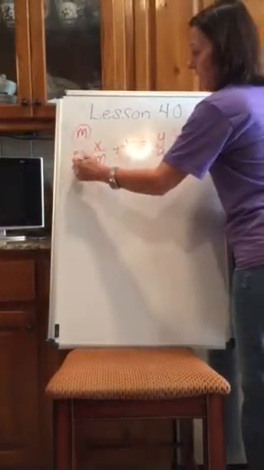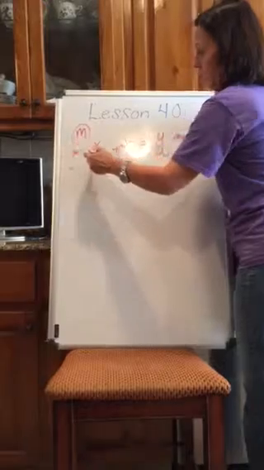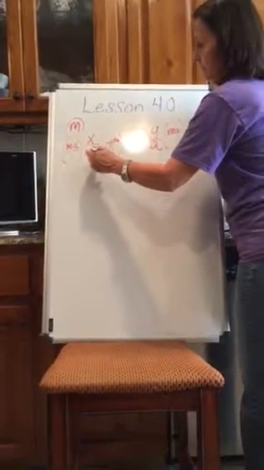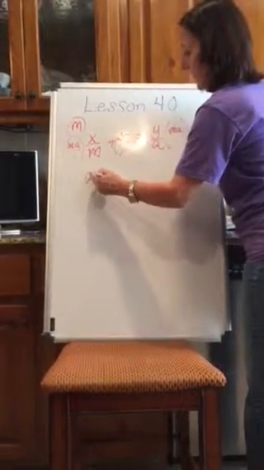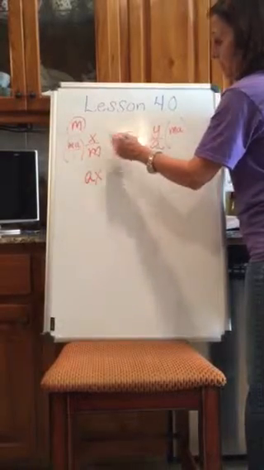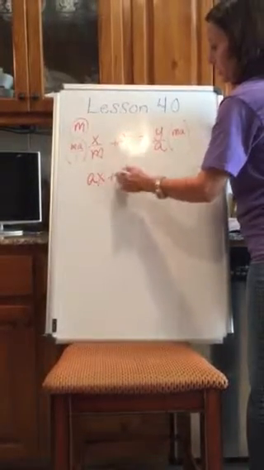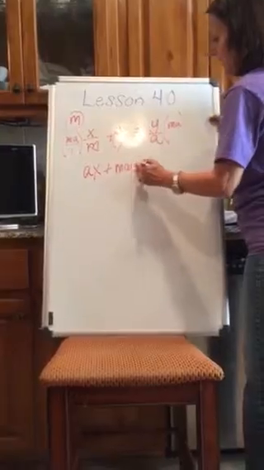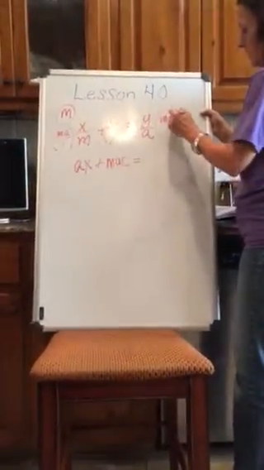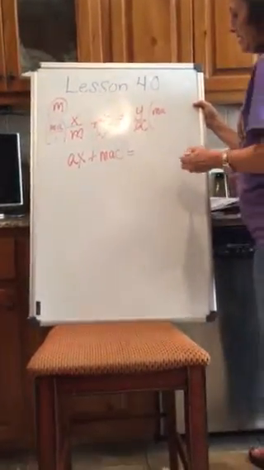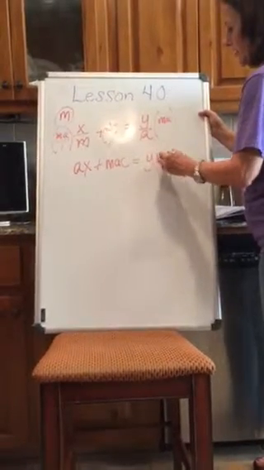Before I multiply, I can reduce. Because I'm multiplying, I can reduce my m's. So a times x is ax. For this one, there's no denominator, so this is MAC equals, here I can eliminate my a's, and it's YM.